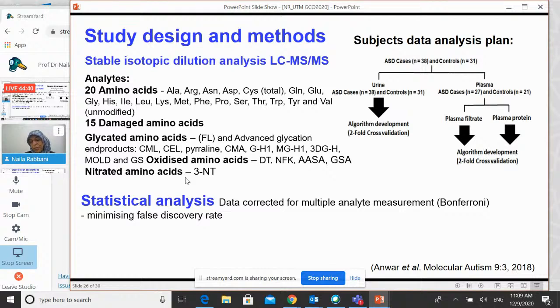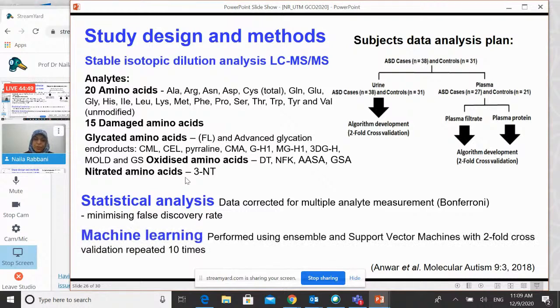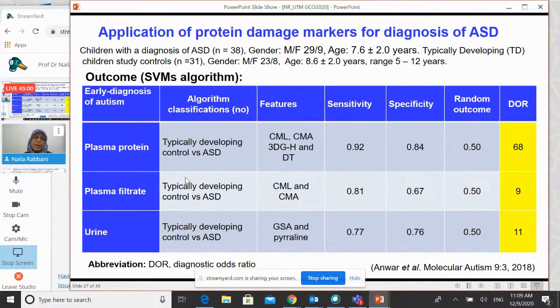Data was corrected for multiple analyte measurement, Bonferroni correction, to minimize false discovery rate. Then we perform machine learning using ensemble and support vector machines with twofold cross-validation, repeated 10 times. So this is the outcome of our study.